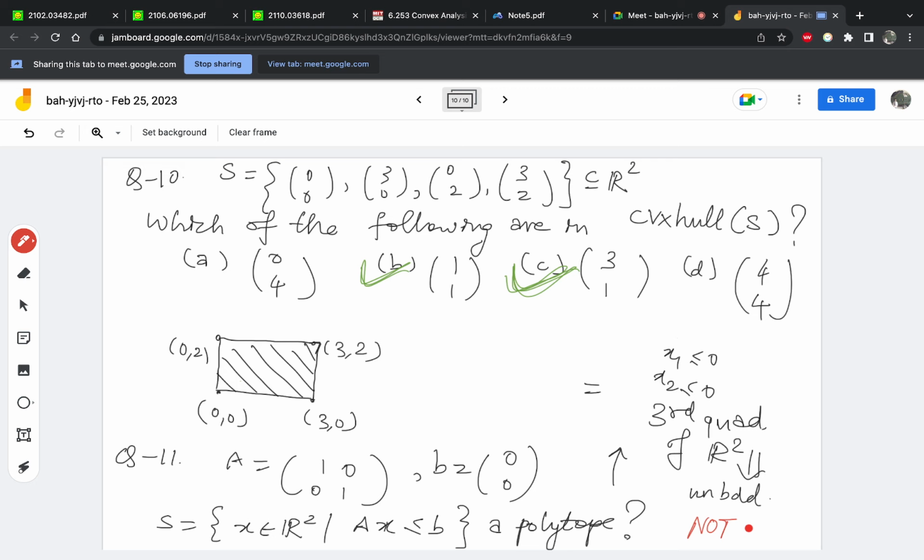But this is a cone, right? This is a cone, yes. Correct. So it's basically you have this third quadrant, this whole thing. That's our set. So it's a cone, yes.